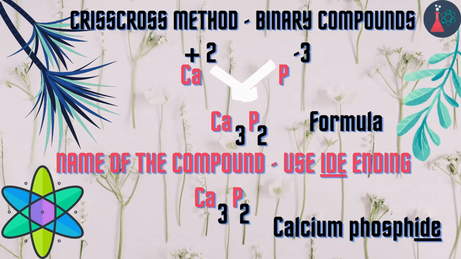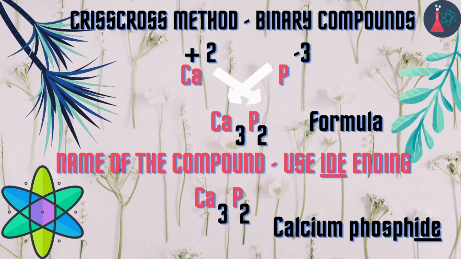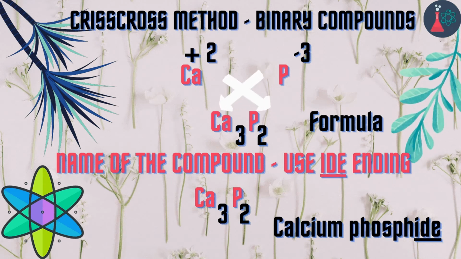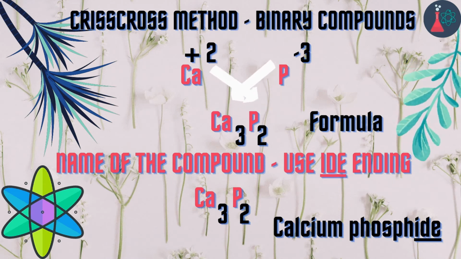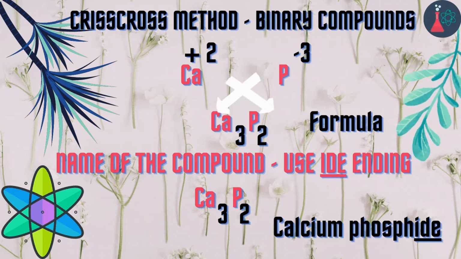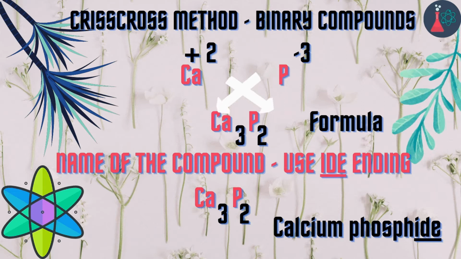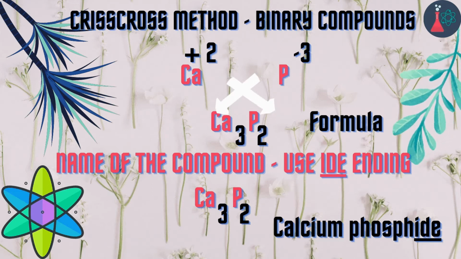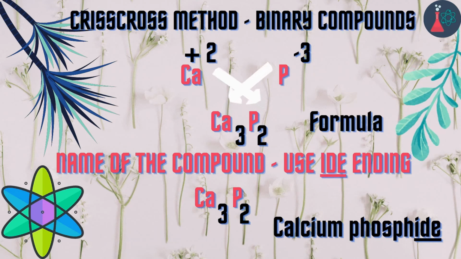Recalling the rules in naming binary compounds, you have to name first the metal, followed by the non-metal, and use the IDE ending. So, our metal here is calcium, and our non-metal is phosphorus. We change the ending of the non-metal to IDE. So, the correct name of Ca3P2 is calcium phosphide.